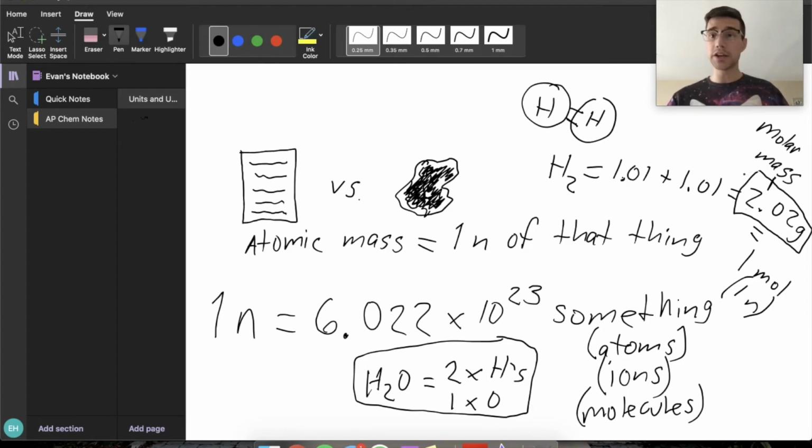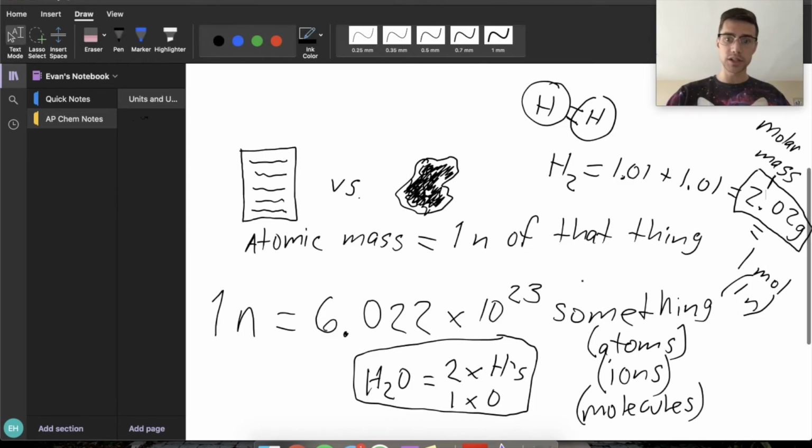Now, the only reason we needed to figure that out was that in hydrogen gas, there are two atoms of hydrogen. Here's one, here's another one. So the molar mass is the mass of 1 mole, which is really just adding up the atomic masses of everything that's in there.